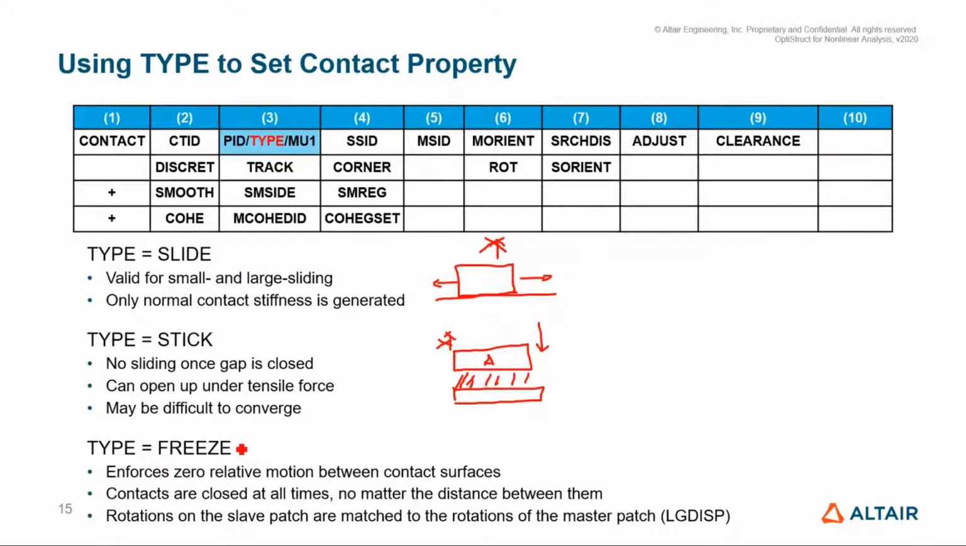Then there is freeze as well. So freeze is you just establish contact at the very beginning, and then it will be bonded throughout the entire simulation. So there's the freeze contact, right? The contacts will be closed at all times, no matter what the distance.